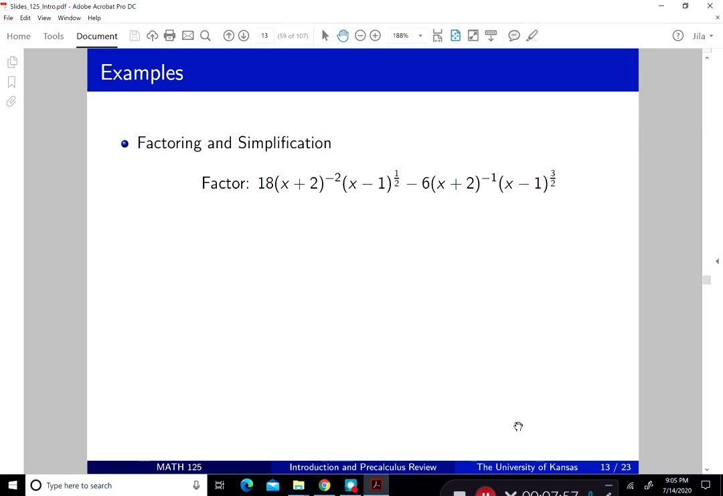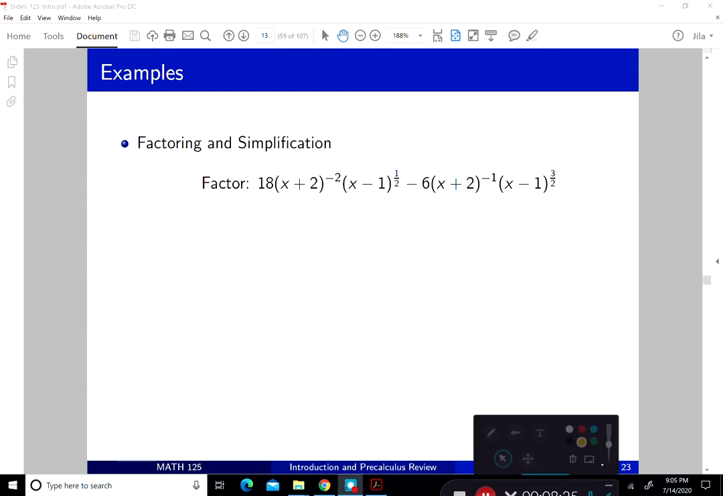Another example where we actually use a lot of laws of exponents is to factor an expression like this: 18 times (x plus 2) to power negative 2 times (x minus 1) to power 1/2, minus 6 times (x plus 2) to power negative 1 times (x minus 1) to power 3/2. So in these cases, what you want to do is find each common factor with the lowest exponent.